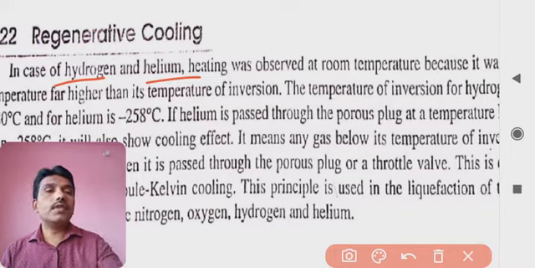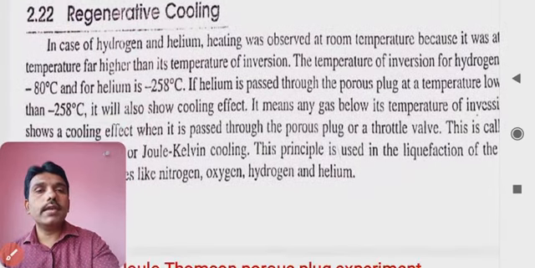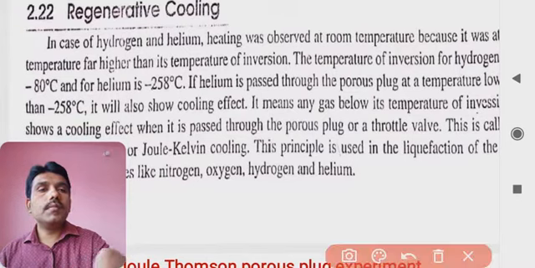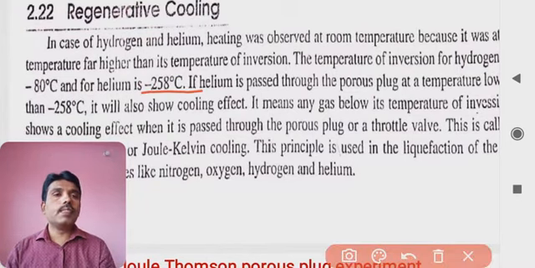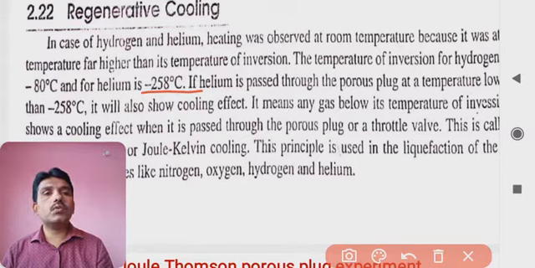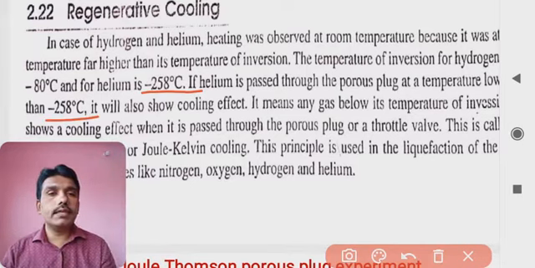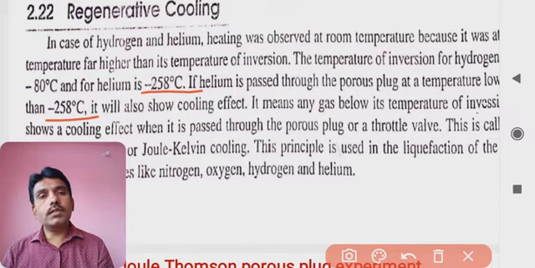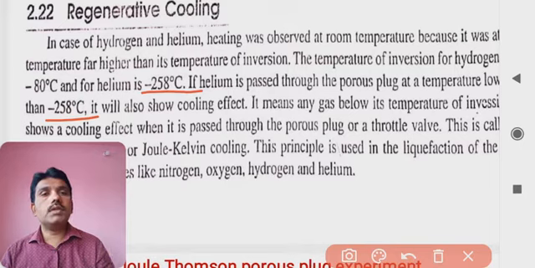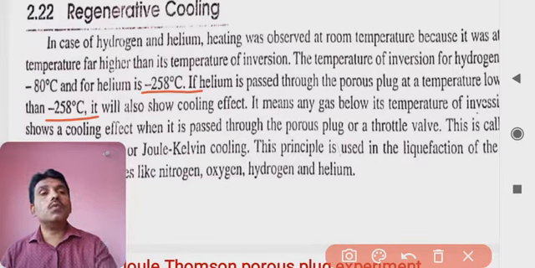So the temperature of inversion of hydrogen is basically -80 डिग्री सेंटीग्रेड आहे आणि हेलियमचा it is -258 डिग्री सेंटीग्रेड आहे. म्हणजे जर समजा if the helium is passed through the porous plug at a temperature lower than -250 degree centigrade, then the cooling effect will be observed. म्हणजे जर समजा हेलियम गॅसचं टेम्परेचर -250 डिग्री सेंटीग्रेडपेक्षा कमी करून जर त्याच्यातून पास केला पोरस प्लगमधून, तर आपल्याला तेव्हा हेलियम कूलिंग इफेक्ट दाखवेल.